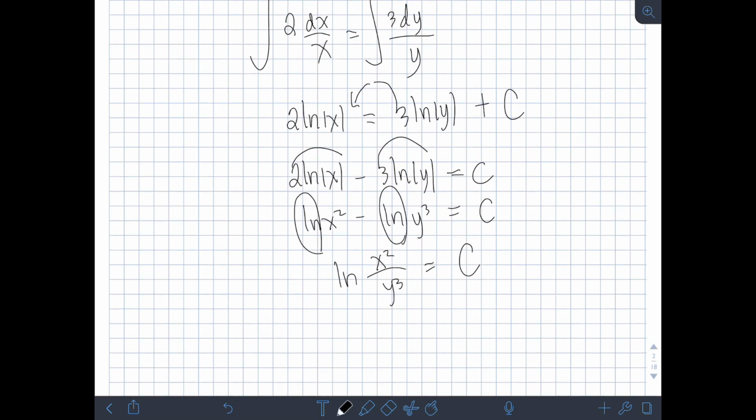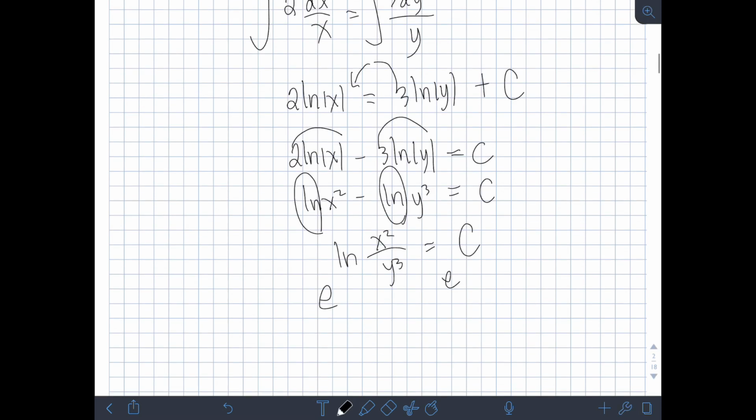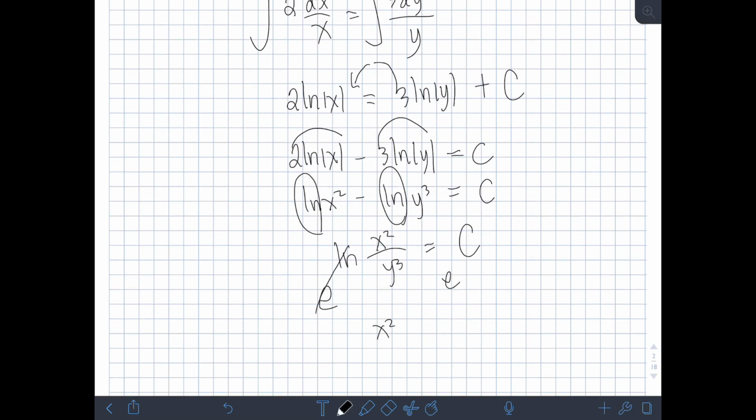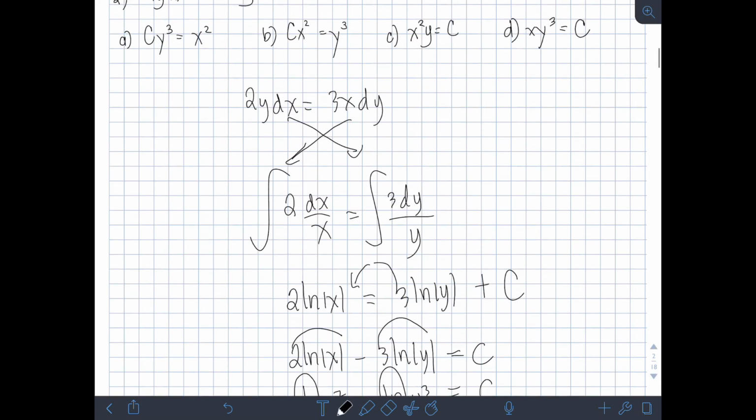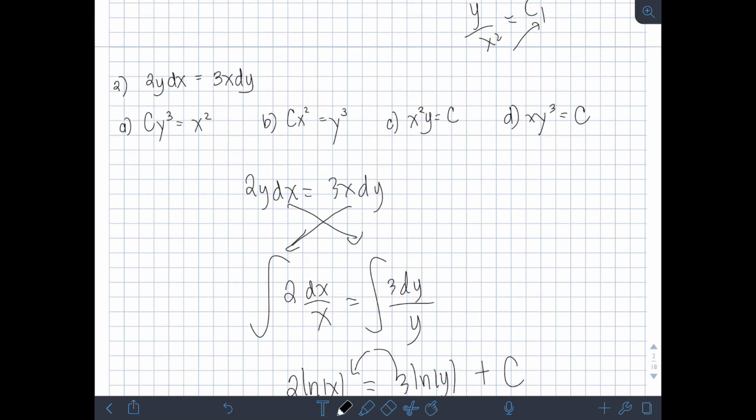And then, pwede natin gawing exponent both side with base e. So, makakancel to, magiging x squared over y cubed is equal to, ito gawin na lang nating single constant c1. So, therefore, we have, pwede nating itaas to, y cubed, so magiging x squared is equal to c sub 1 y cubed. Okay, so the answer is letter A.